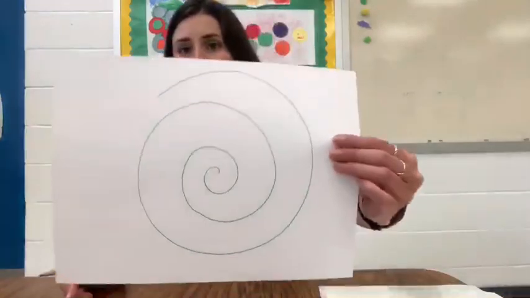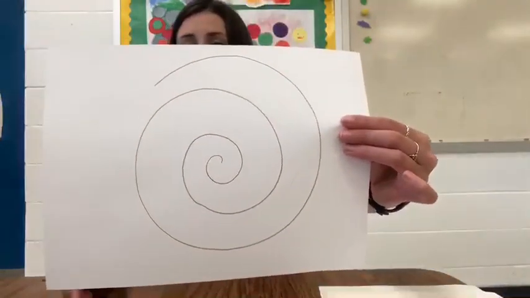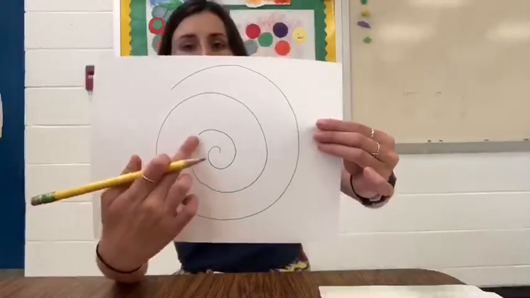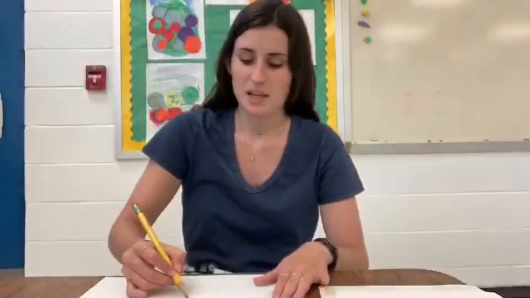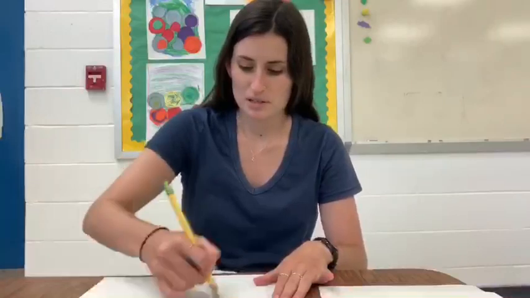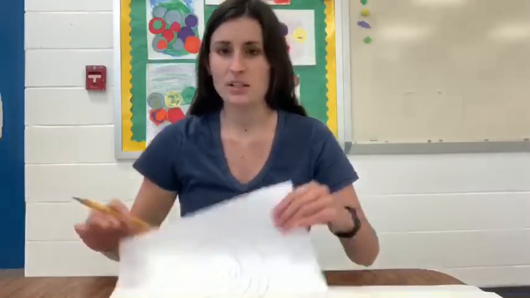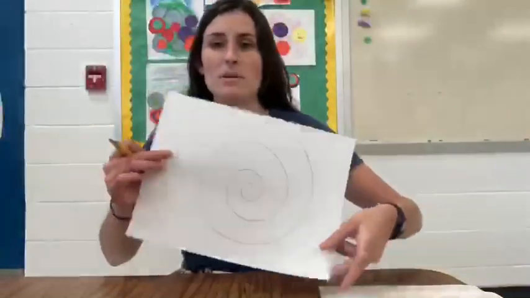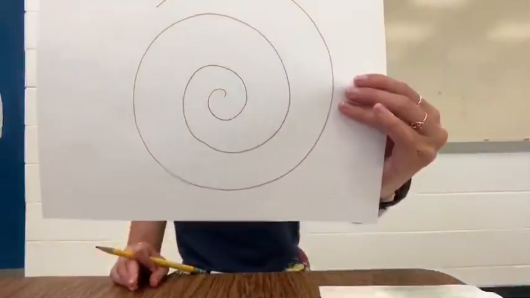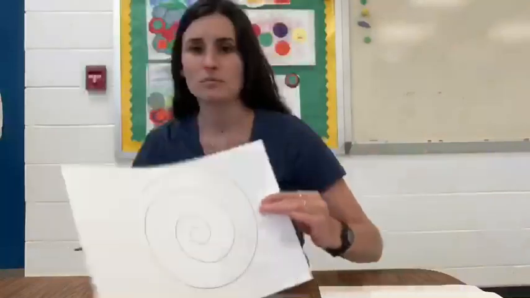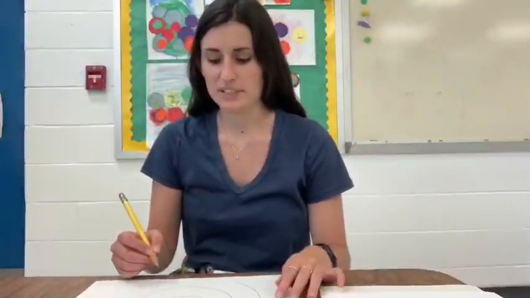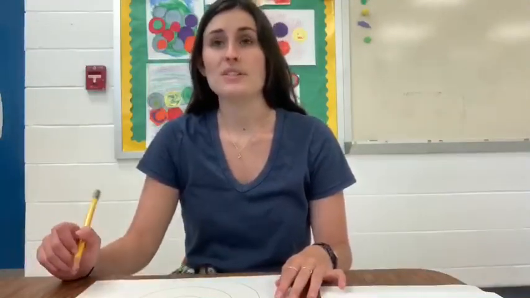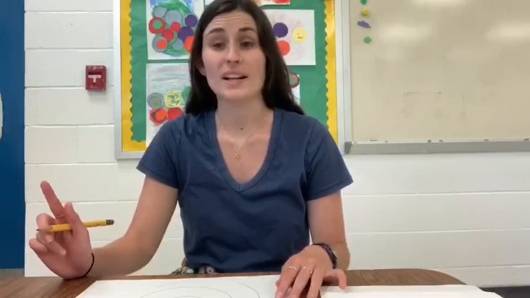I have a big spiral like that. All right, see how my lines in between are kind of thick? If we do a spiral that's really close together, like that, it's going to be very difficult to cut out. So we want to keep it nice and thick. Once you have this spiral down, then we are going to color it, okay?